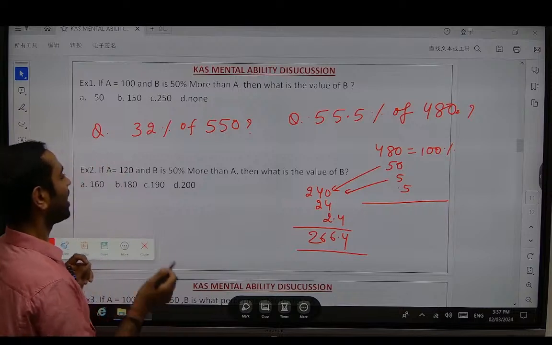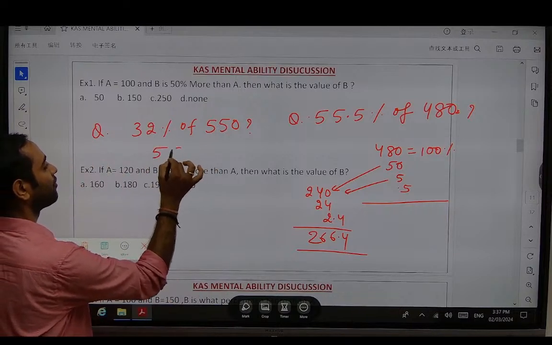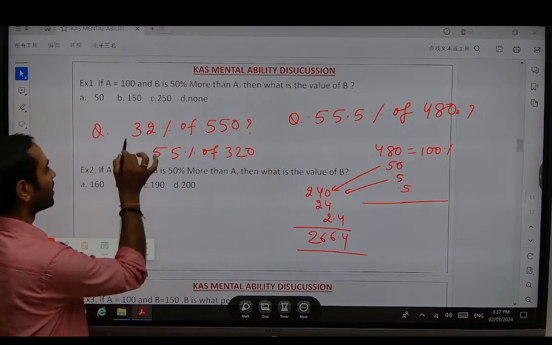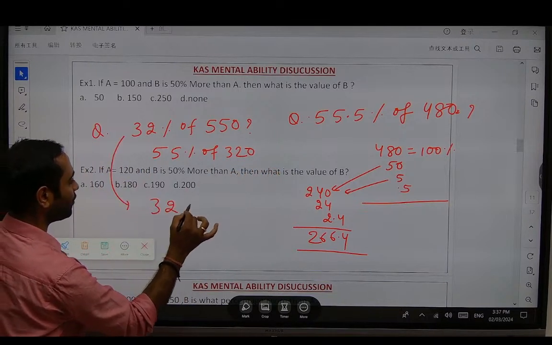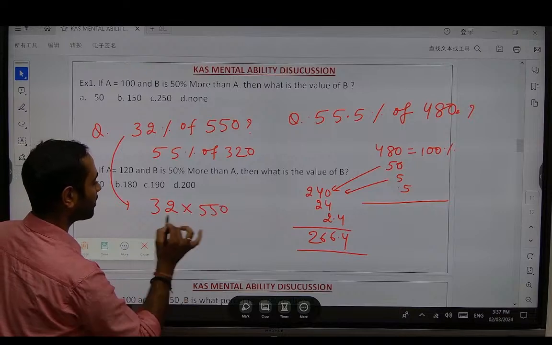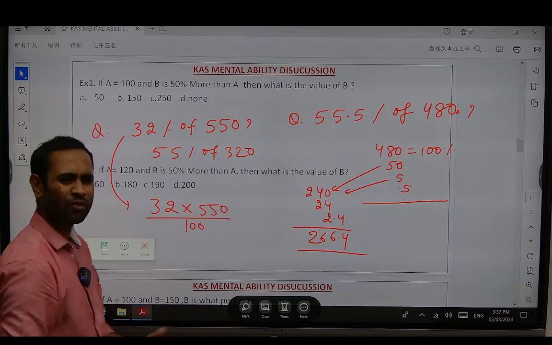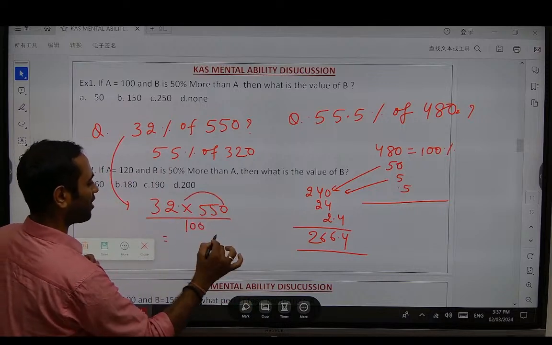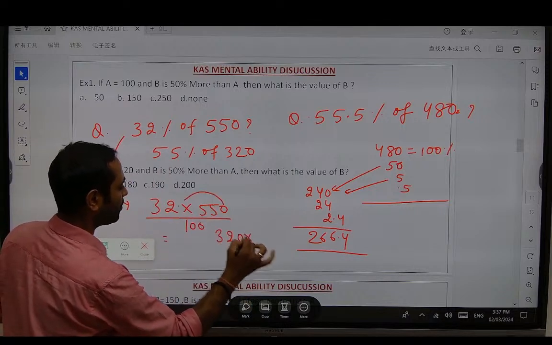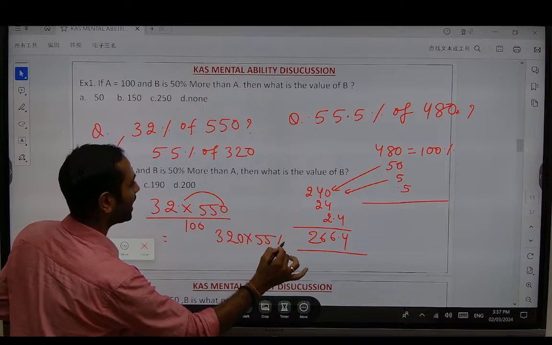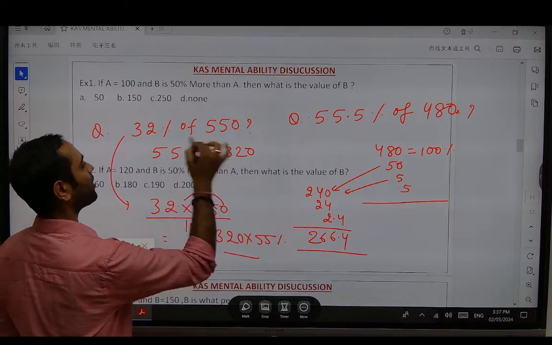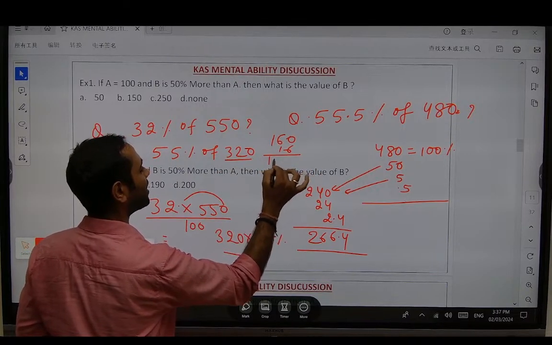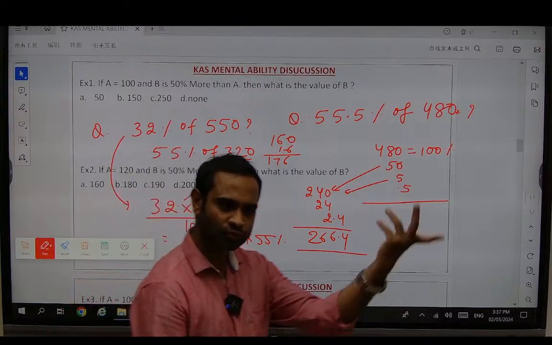Okay. Now, can I write like this? 55% of 320. See, 32% is what? 32 into 550 by 100. Percentage is what? 1 by 100. Agree? Now this 10 I will bring and put here. 320 into this is 55%. Agreed? Then now 50 plus 5. So 50% will be 160 and 5% will be 16, so 176. That's all.